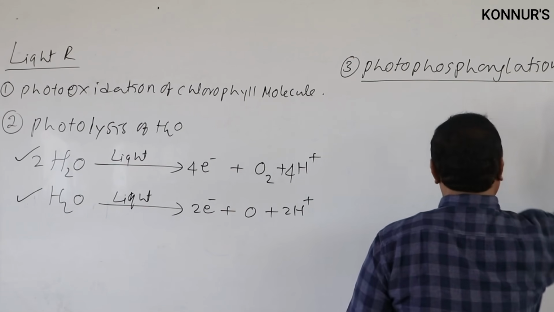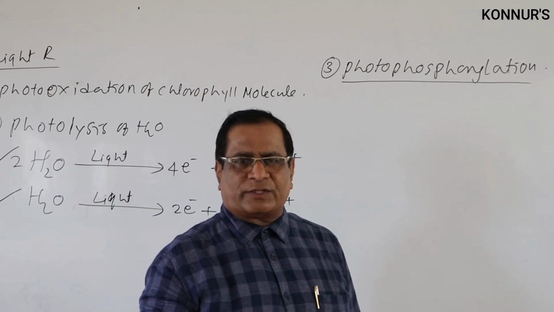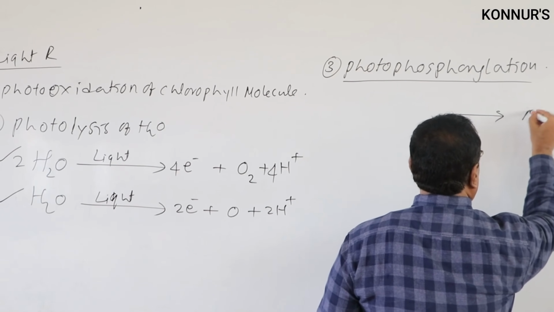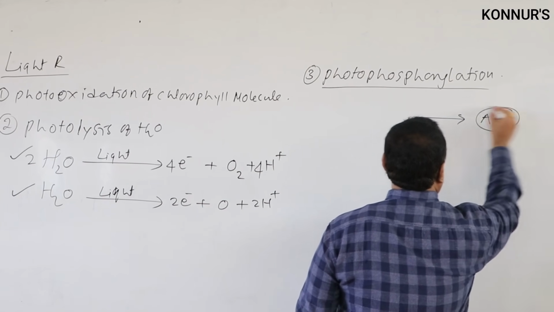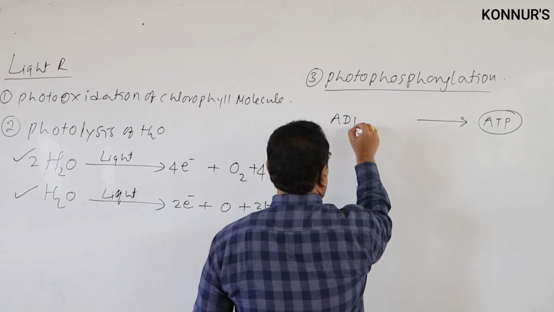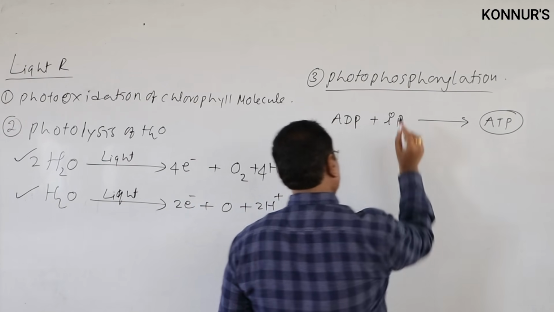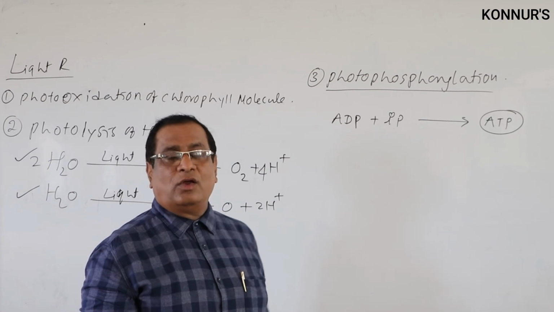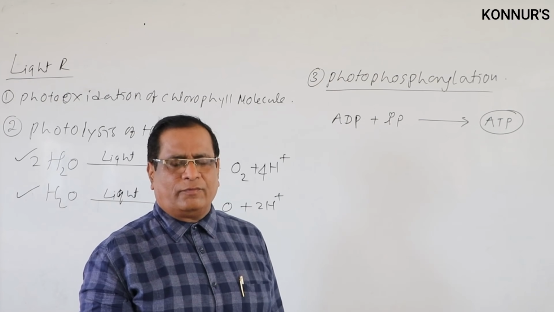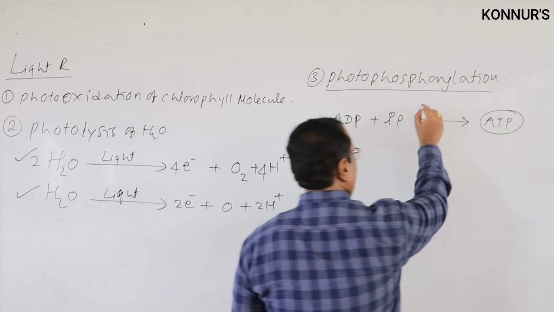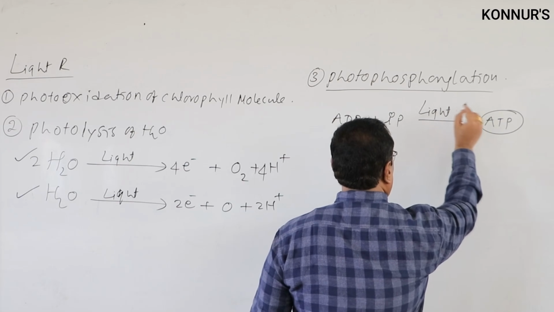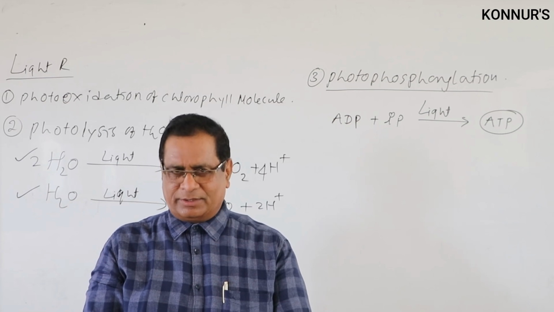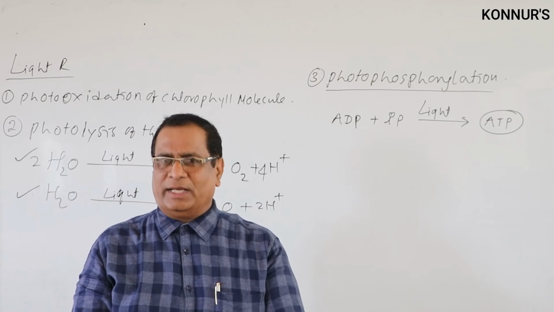Photophosphorylation. What is phosphorylation? That is nothing but formation of ATP from ADP and inorganic phosphate. It is phosphorylation, but I have written photophosphorylation. Photophosphorylation means light governed formation of ATP from ADP and inorganic phosphate.